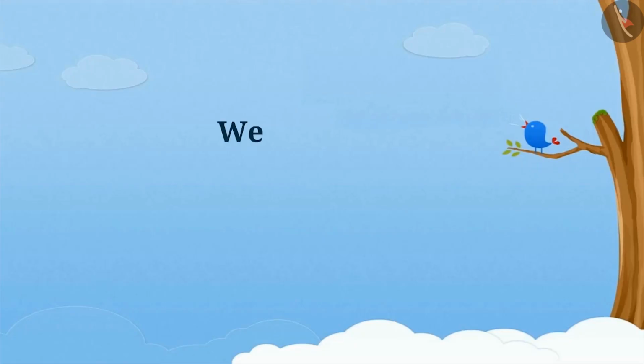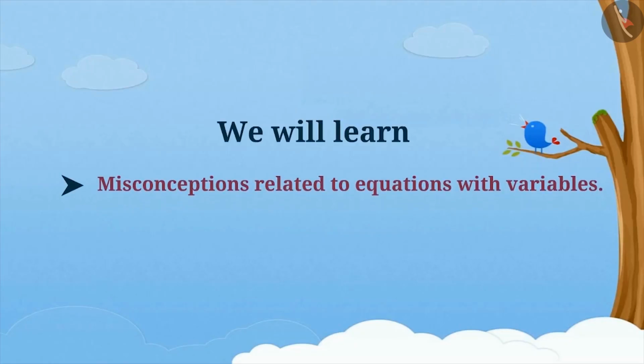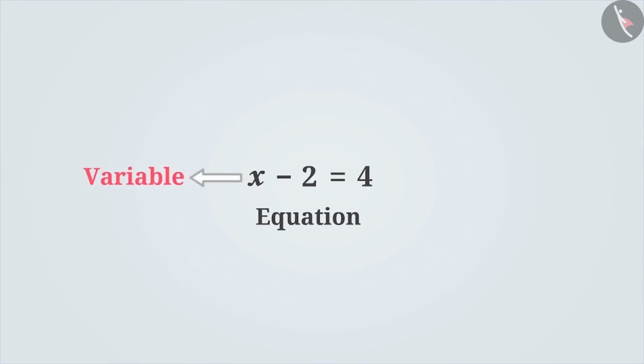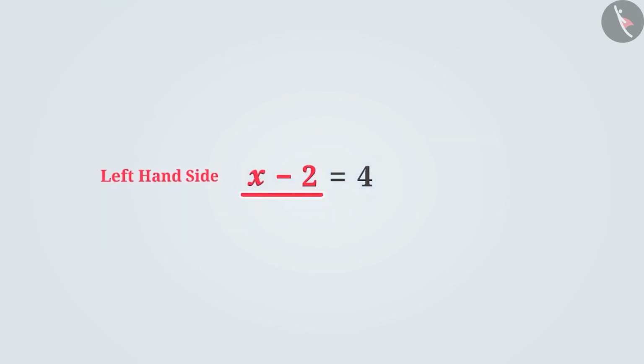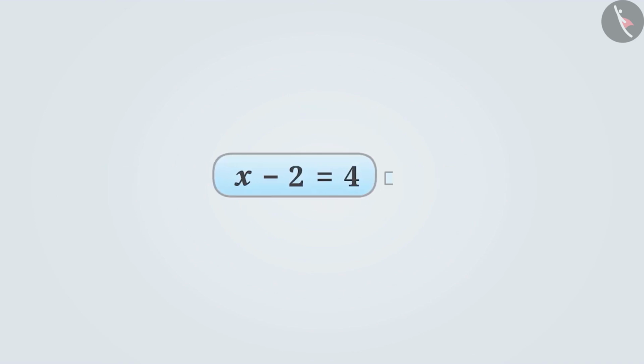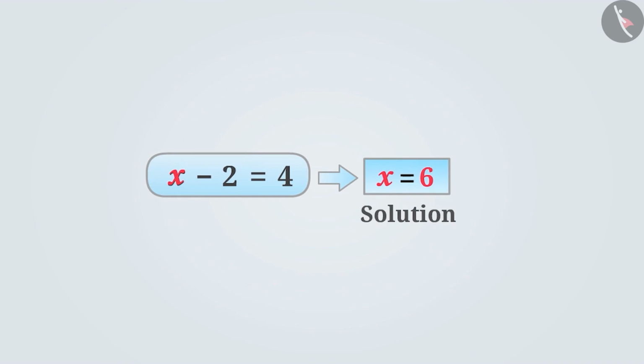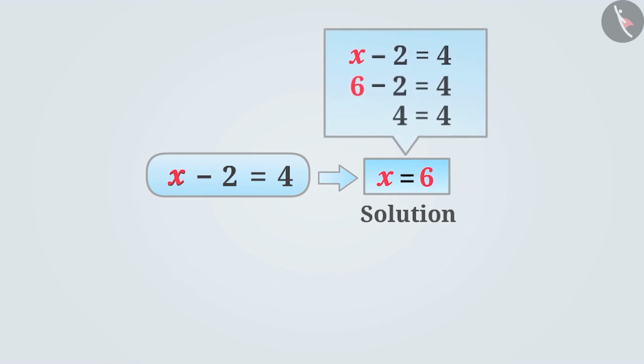In this video, we will learn misconceptions related to the concept of equations. So far, we have known that there is a restriction on an equation with a variable. Its left-hand side and right-hand side have equal values which are expressed by the sign of equivalence, that is, the equal sign. Each equation has only one solution that satisfies the equation. We have learned the equations thoroughly with examples. Now let us clear some misconceptions related to them.